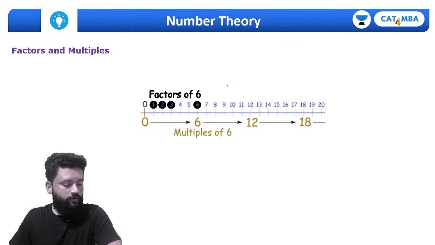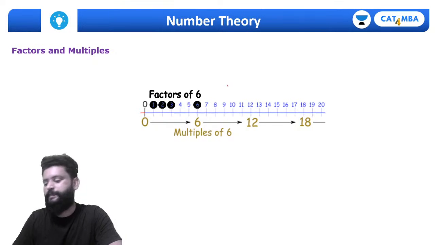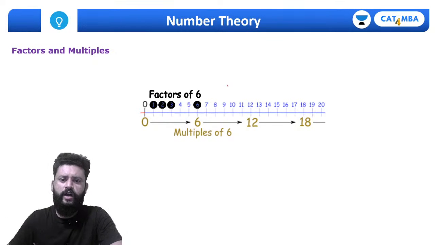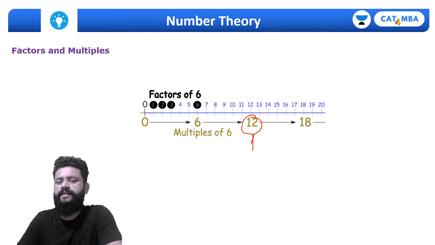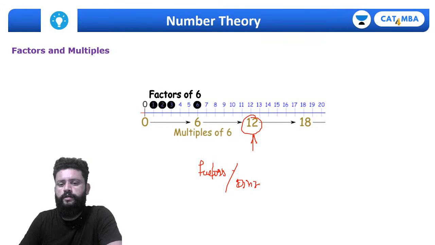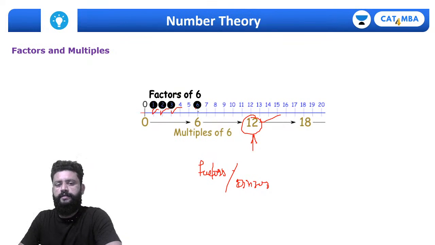Then let's talk about factors and multiples. These are quite basic things guys, so I won't take too much time. अगर मैं 12 के फैक्टर्स अगर तुम्हें बोलूंगा, 12 को डिवाइड करने वाले नंबर्स, फैक्टर्स सिंपली मीन्स डिवाइजर्स, राइट? सो जो भी नंबर 12 को डिवाइड करते हैं 1, 2, 3 and 6, these are the factors of 12.